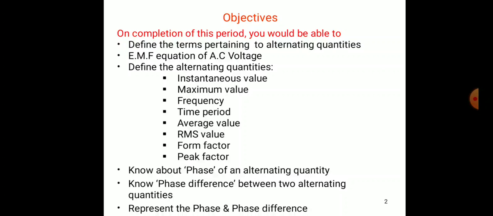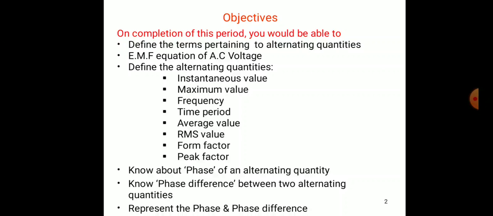How can we write the electromotive force equation for the alternating current? Whenever we want to represent anything in mathematical form, we can represent it in equation form. So the AC quantity, the alternating quantity, is represented by a mathematical equation, that is the E.M.F equation.